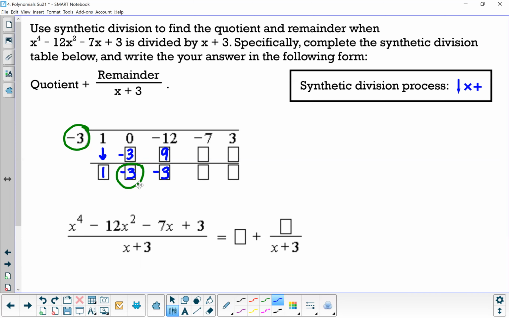Start the cycle again. Multiply negative 3 times negative 3 and we have 9. Add 9 to the negative 7 and we have 2. Let's start the cycle again. Multiply the 2 by the negative 3 and we get negative 6. And then add negative 6 to 3, or essentially we have to subtract since they're opposite signs, and we get negative 3. All right, so negative 3, there's our remainder.